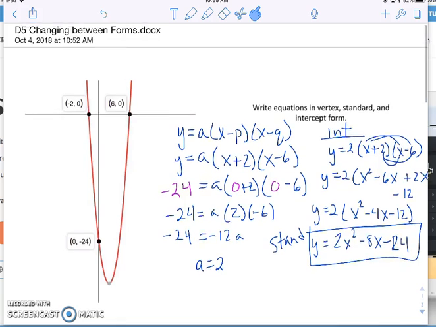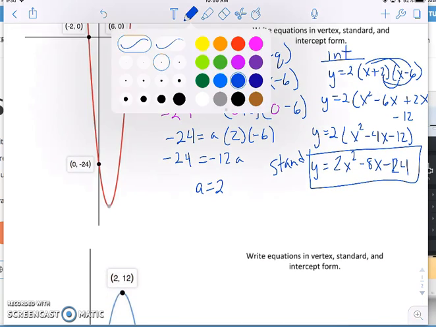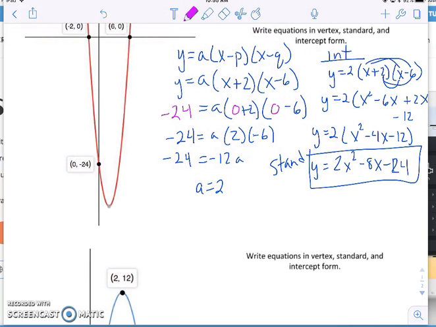And now we need to find our vertex form. Well, we can use the formula to get our vertex. Our vertex, which we practiced the very first day, is the opposite of b over 2a, so the opposite of b over 2 times 2, so that's 4. I feel that's not 4. That's got to be 2.